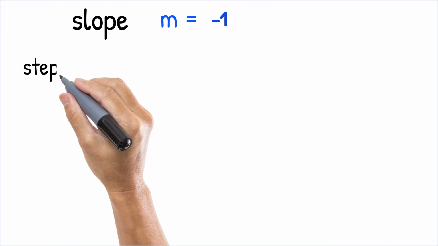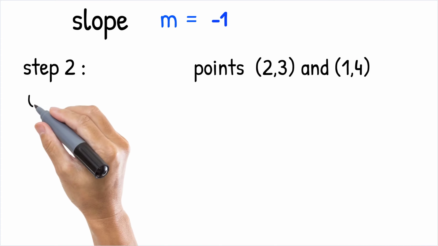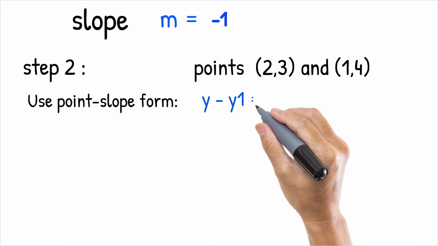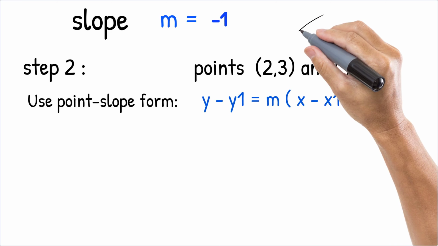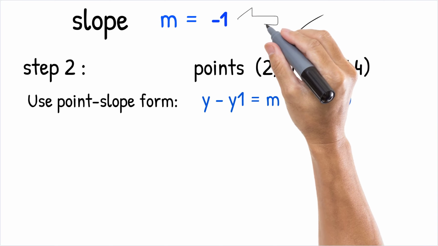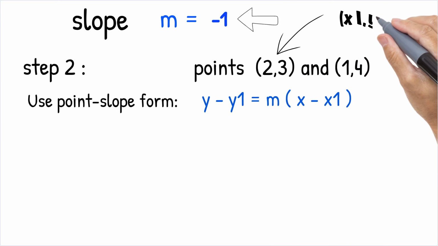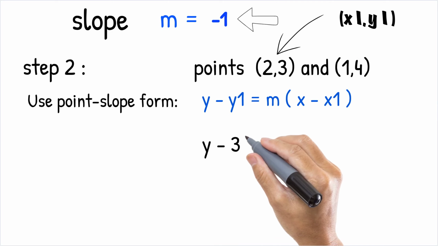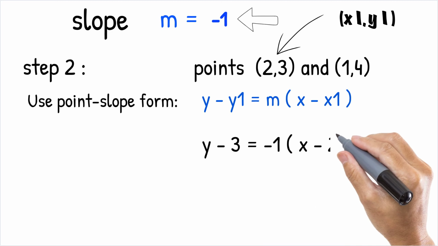Step 2. Given points are 2, 3, and 1, 4, use the point-slope form of the equation, y minus y1 equals m times x minus x1. We can consider either point for the equation. Let's consider 2, 3. Now substitute slope m equals minus 1 and the given point 2, 3 as x1 and y1 values in the equation. That will be y minus 3 equals minus 1 times x minus 2.